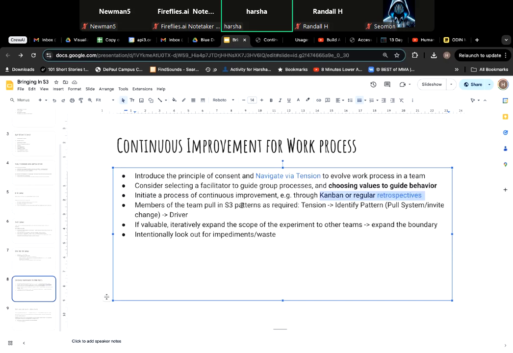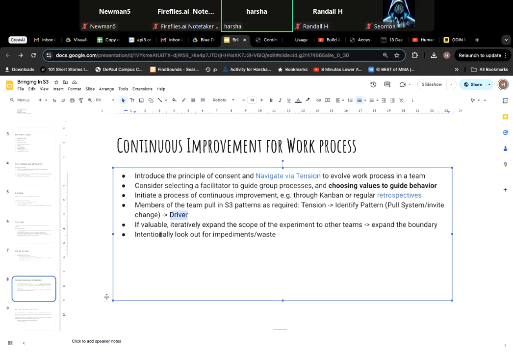Members of the team pull S3 patterns. So first we identify tensions, and then based on those tensions, any member of the group can pull a specific pattern and say, hey, this pattern makes sense to resolve this tension. So that's my understanding of this. And once we have that in place, we create a driver, and the driver basically solidifies a statement saying, hey, we are trying this process to resolve this tension.